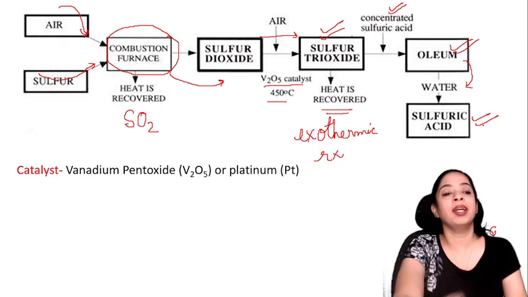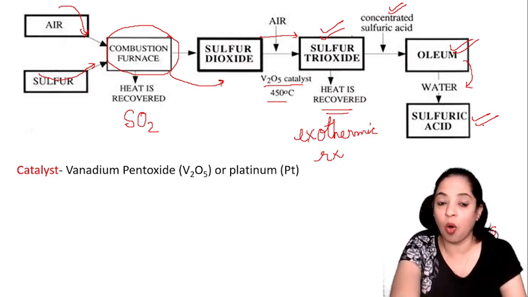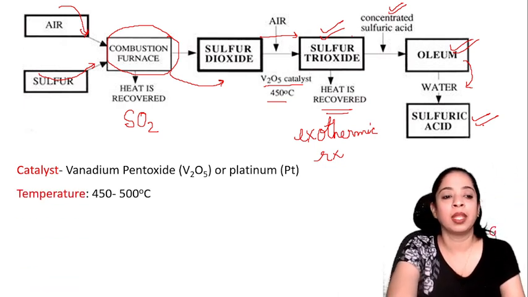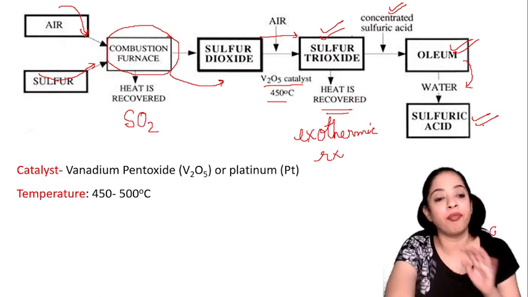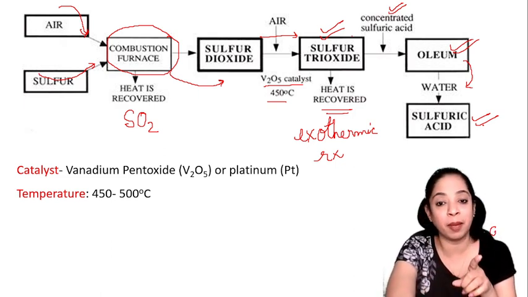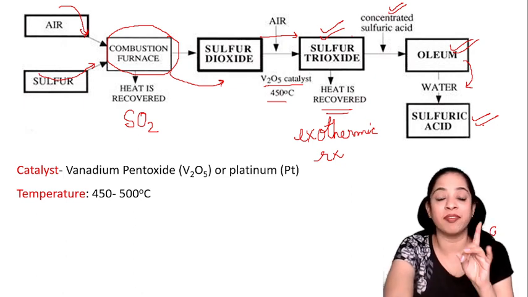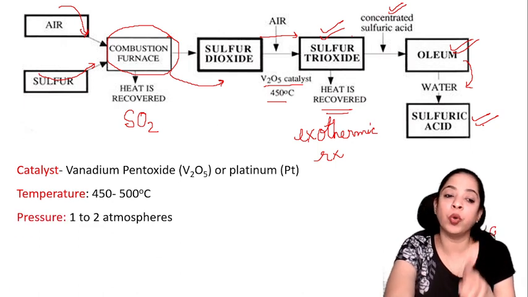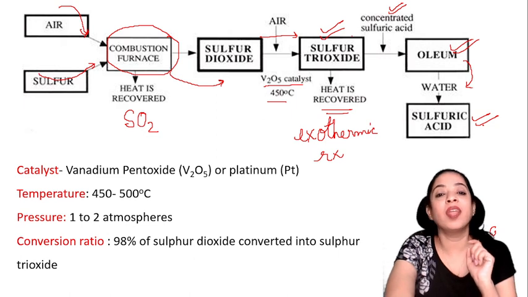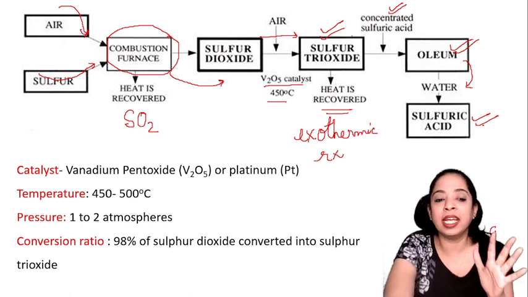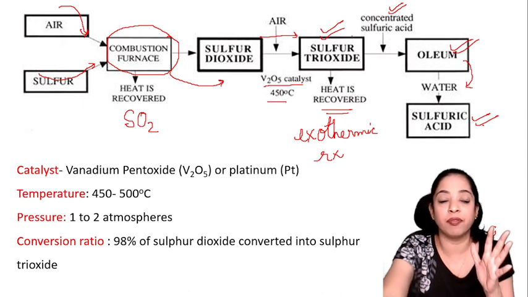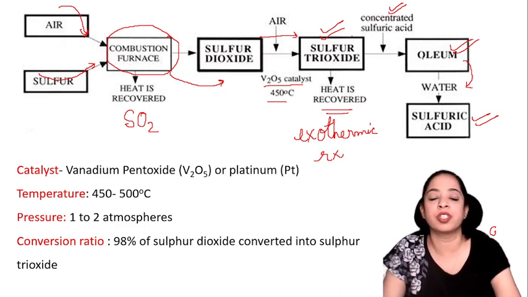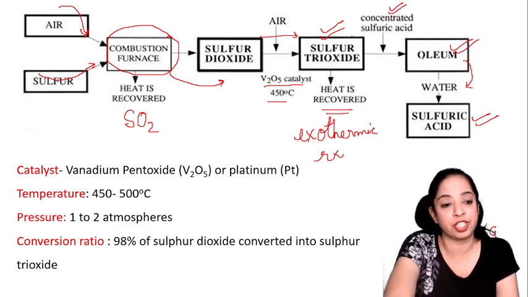So you have to remember that the catalyst used is vanadium pentoxide or platinum, but vanadium pentoxide is preferred over platinum. I told you why. Then the temperature has to be maintained between 450 to 500 degrees Celsius. You have to remember the temperature, the pressure, the catalyst, everything. I will tell you the reason why it is 450. Now the pressure has to be 1 to 2 atmosphere. You have to remember this as well. And the conversion ratio: 98% of the sulfur dioxide which we have formed in the initial process is converted into sulfur trioxide. This is the conversion ratio.